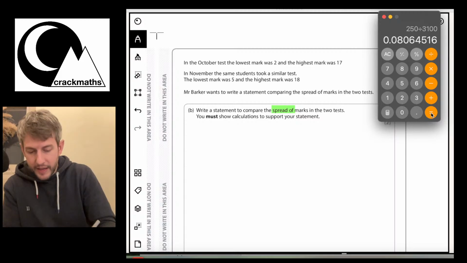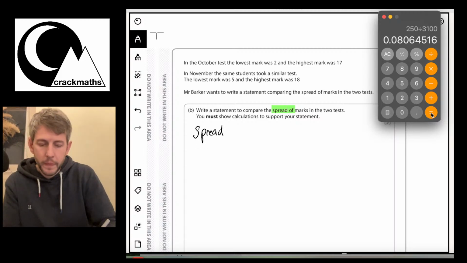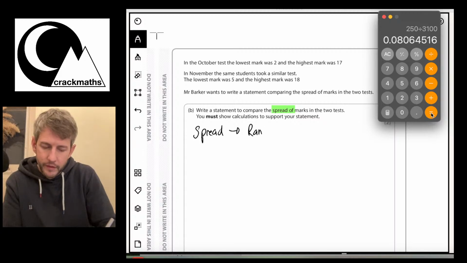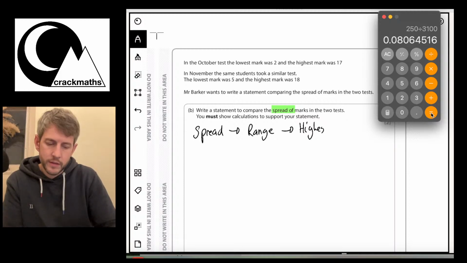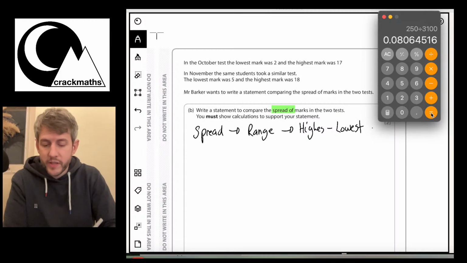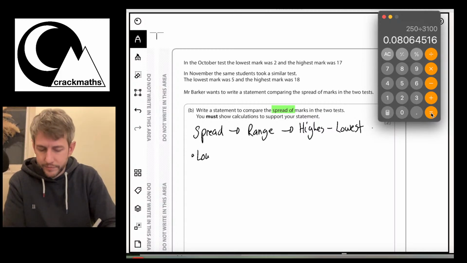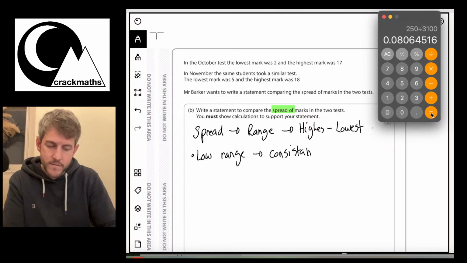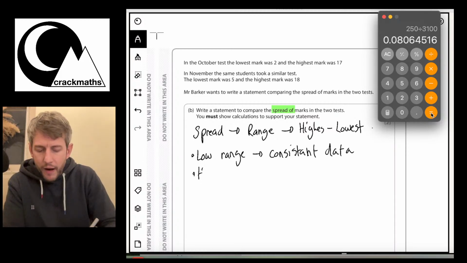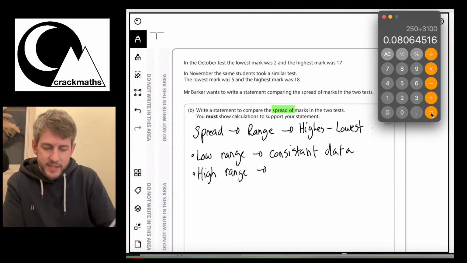So spread refers to range. So spread means range, and range is the highest take away the lowest. And also, a good two points to remember is a low range means consistent data, which means everyone's getting roughly the same thing. A high range suggests inconsistency.